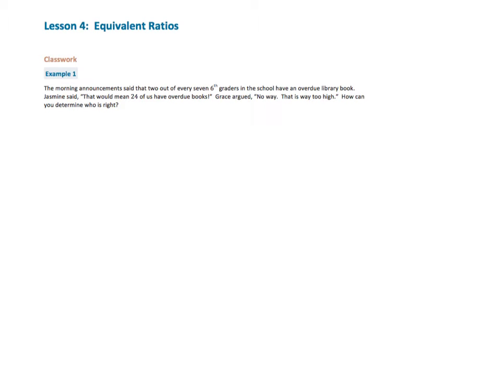Today we're looking at Lesson 4, Equivalent Ratios. In this lesson we're going to look more at equivalent ratios in real life situations. Let's start by looking at example 1 and reading the situation.